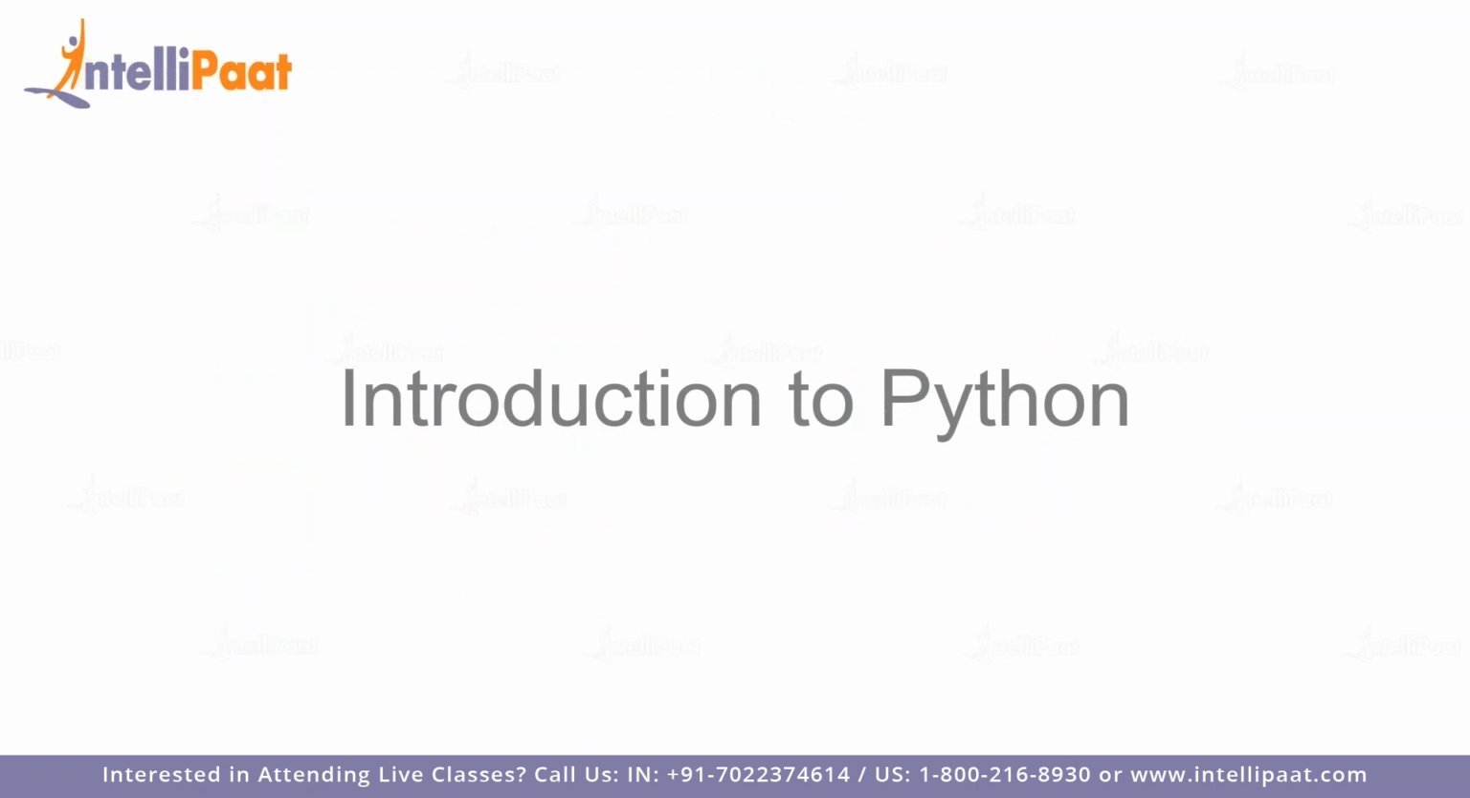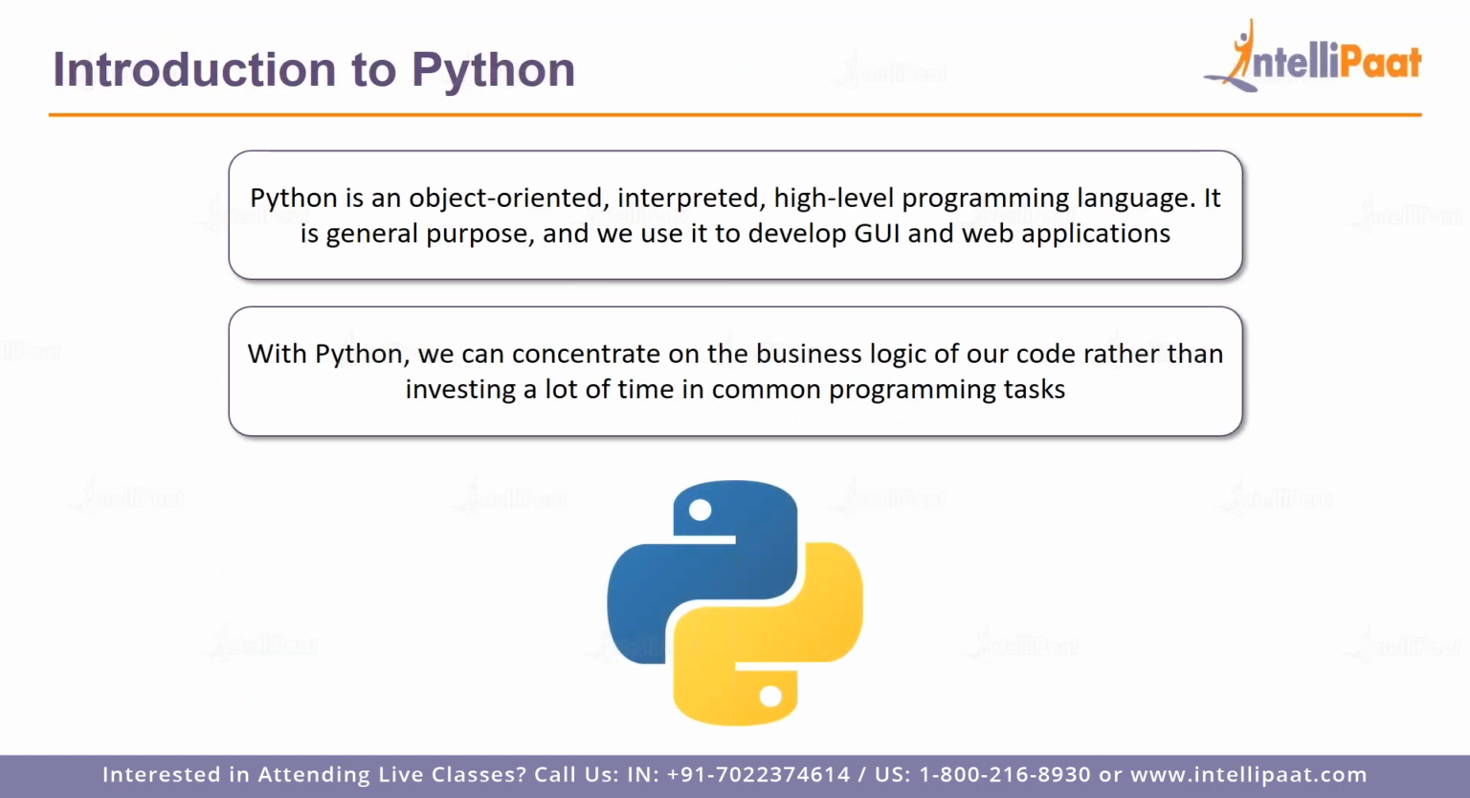So let's have an introduction to Python. Python is an object-oriented, interpreted, high-level programming language. It is general purpose and is used to develop GUI and web applications. Now, Python is an object-oriented programming language. Object-oriented basically means it's a way of structuring your application such that real-world concepts could be modeled inside it. I know this sounds a bit vague as of now, but in the next module, we'll cover what object-oriented programming is, so don't worry about that.